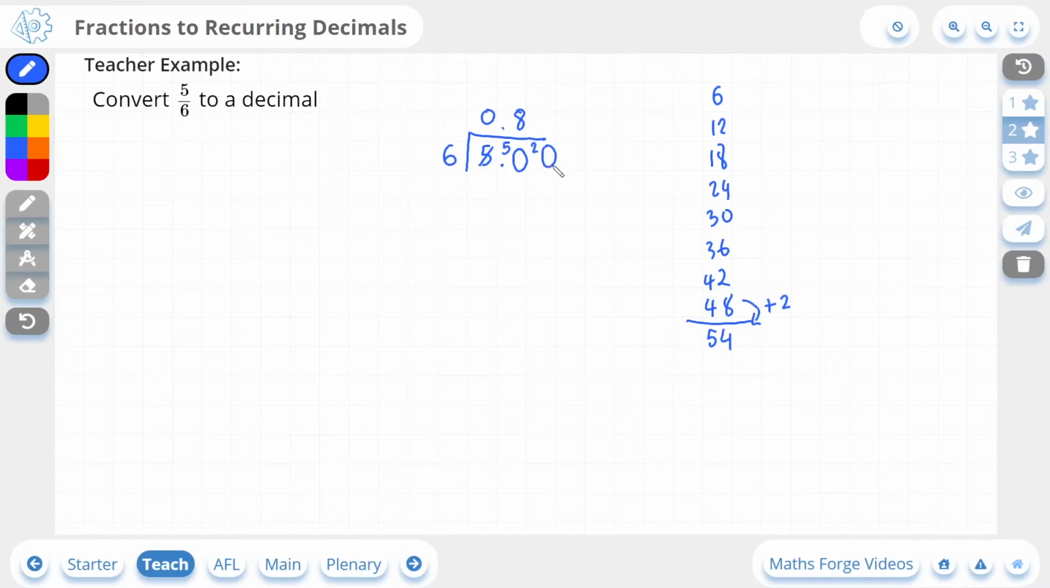And 6 goes into 20, 1, 2, 3 times, with a remainder of another 2. And you can see that the recurrence is going to start. So then that's going to be 3 with another remainder of 2, and so on and so forth. So 5 over 6 converted to a decimal is going to be 0.83 recurring. So if there are no quick methods to convert the fraction to a decimal, your best bet is to use the division method. So it's very handy to have one ready.